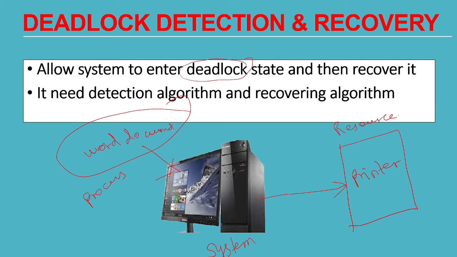A process can occur in the deadlock state, and after it comes into the deadlock state we have to use the deadlock recovery algorithm to recover from it. So there are two algorithms used in deadlock detection and recovery. One is the detection algorithm, for detecting the deadlock, and then after detecting we have to recover from that deadlock, because deadlock is not a good thing to happen. If it has occurred, you have to somehow recover from it. For that we use the recovery algorithm.